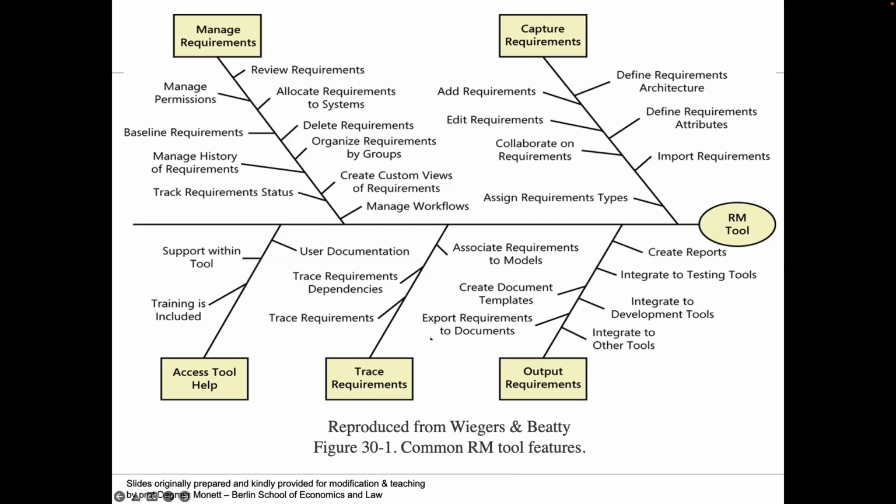Then how can you trace your requirements? They are talking about associating requirements to the models, and in tracing, you trace the requirement dependencies, how the requirements depend on each other. And then how you can access the help tool, the support within a tool, if training is needed by the team, if your developers feel that they don't have the skill to work on incorporating a certain requirement.